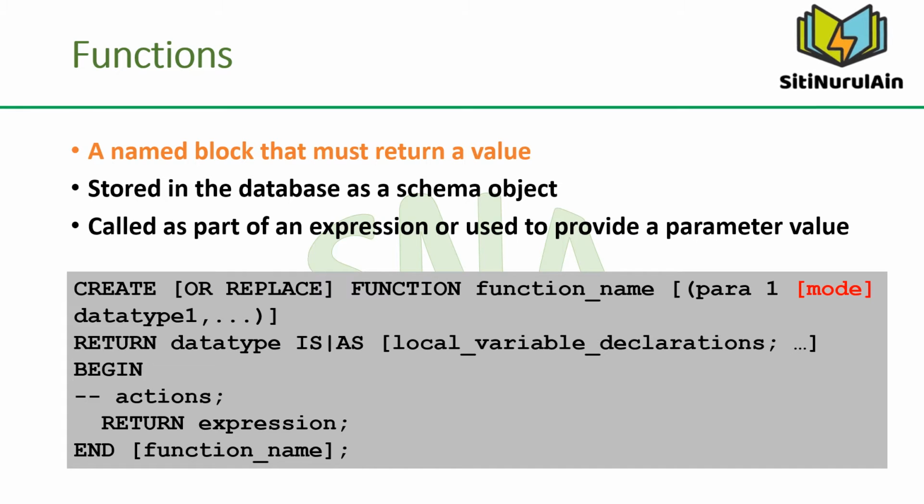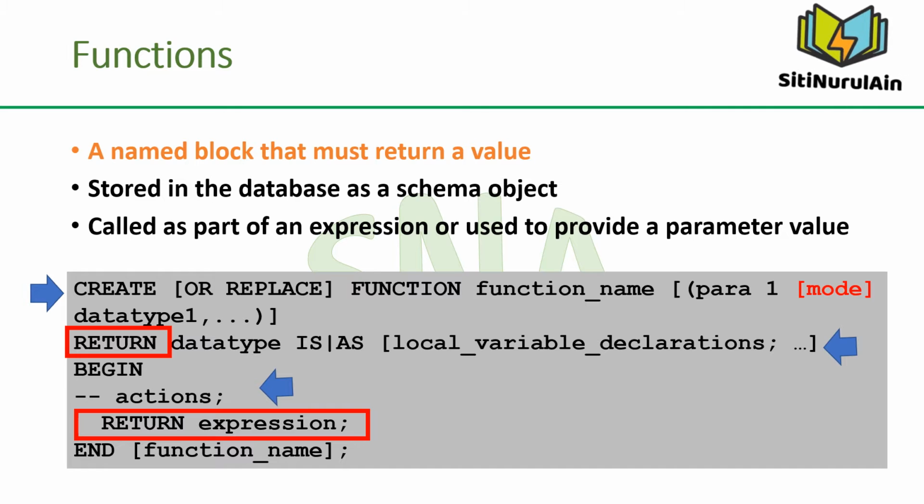Like a procedure, a function has a header, a declarative section, an executable section, and an optional exception handling section. A function must have a RETURN clause in the header and at least one RETURN statement in the executable section, and must return a value in each exception handler to avoid the ORA-06503: PL/SQL: Function returned without value error. Functions can be stored in the database as schema objects for repeated execution.